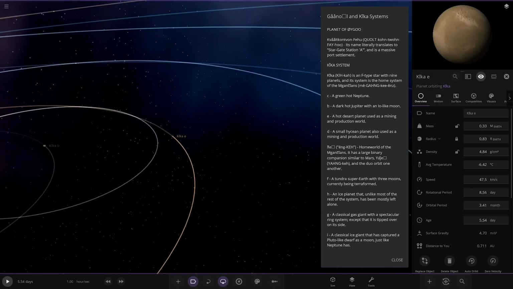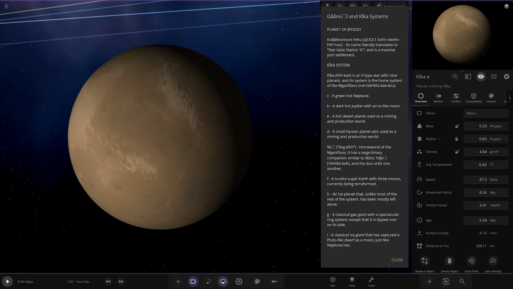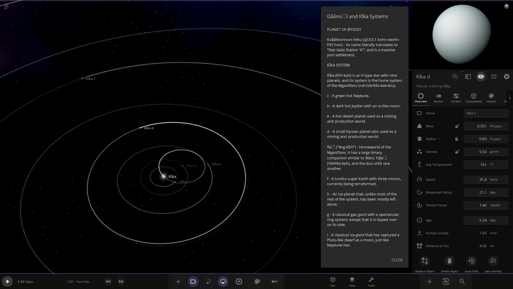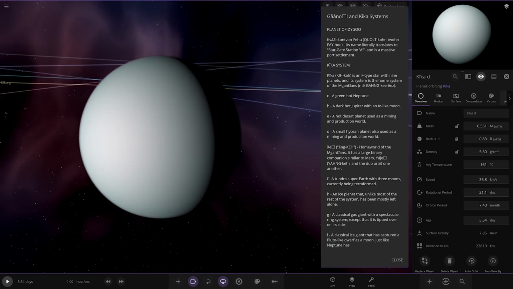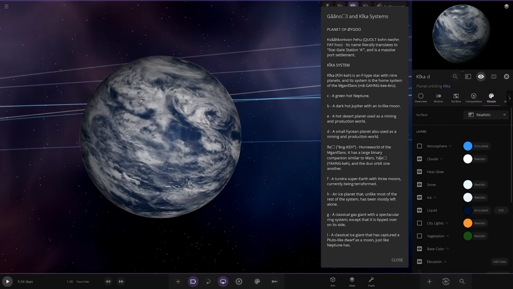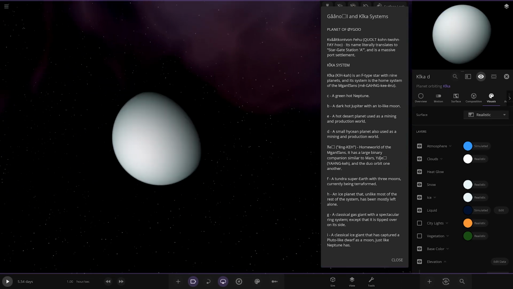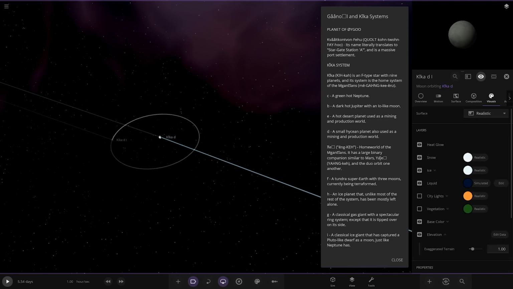Next up, we've got this one here. Object E, a hot desert planet used as a mining production world. Very nice. Then we have D over here, a small Hycean world that also is a mining production world. Very nice. Thick atmosphere on there. Let's have a little peek. There it is. All ocean underneath, pretty much. Okay. Very nice. There's a moon as well. Looking good.